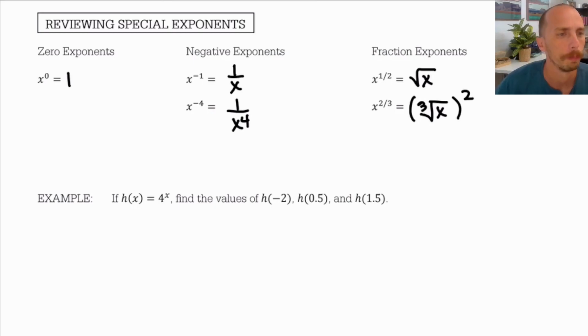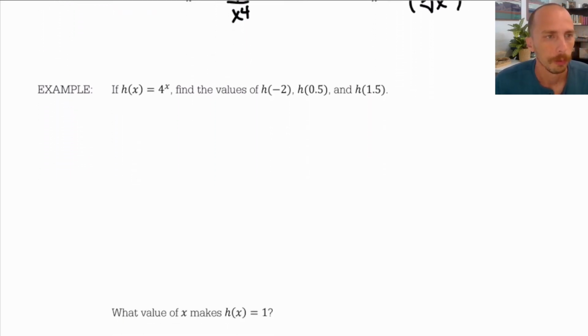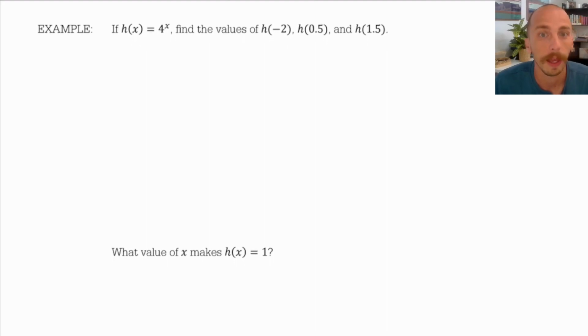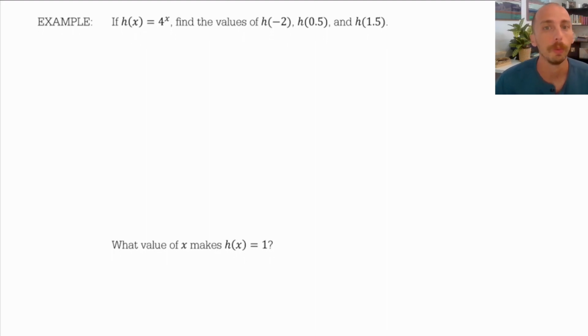So the first one says if h of x equals 4 to the x, that's an exponential function, and we will talk a lot about exponential functions in this class, but not for a couple of months. This is really the only way I could think to force us to run through some fraction exponent and negative exponent situations. It says to find the value of h of negative 2, h of 0.5, and h of 1.5.